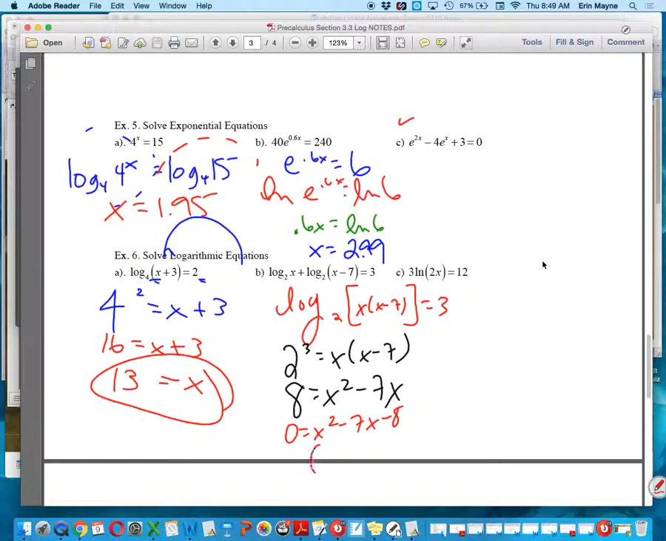Now, one quick comment. This factors to what? x minus 8, x plus 1. So my two answers are 8 and negative 1, yes? No. Why can I not include both those? I cannot take the log of a negative number. And when I plugged in negative 1 right there, it would make it illegal, right? It's considered an extraneous root.